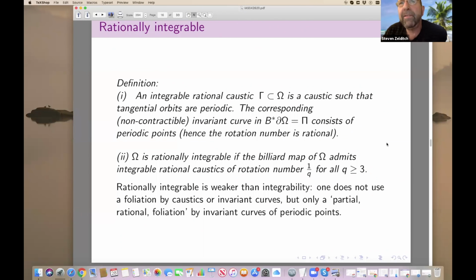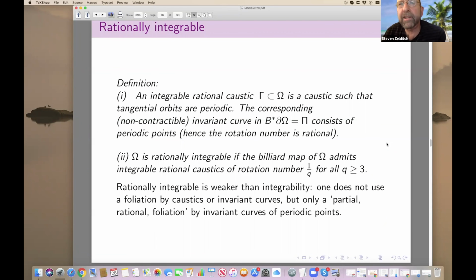So there's a definition of a rational caustic. A rational caustic is one for which the orbits are periodic. All the orbits are periodic. So the corresponding invariant curve consists of periodic points. And the rotation number is p over q, so it's a rational number. That's why they're called rational caustics.